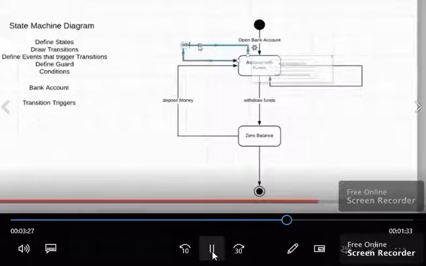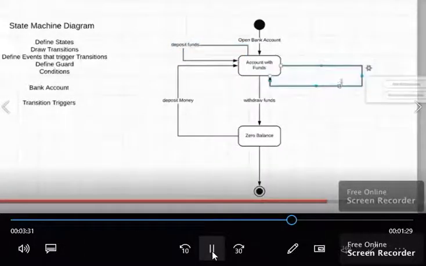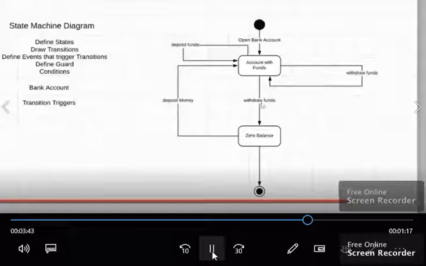Similarly for this transition, if we deposit funds, we loop back to account with fund state. And for this particular transition, if we withdraw funds, not all funds, some funds, then again we are looping back to account with fund state. So it is very easy to understand, I hope.